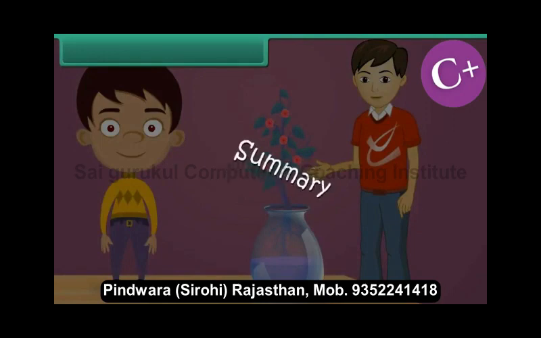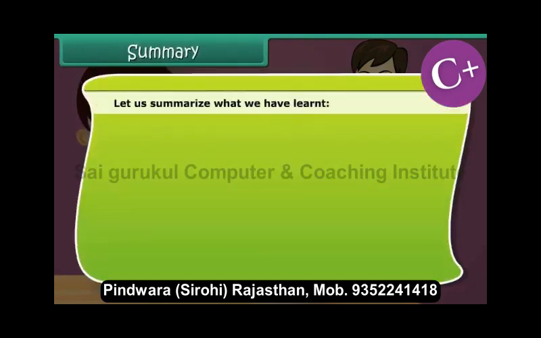Summary. Let us summarize what we have learned. Plants have four important parts: roots, stem, leaves, and flowers.